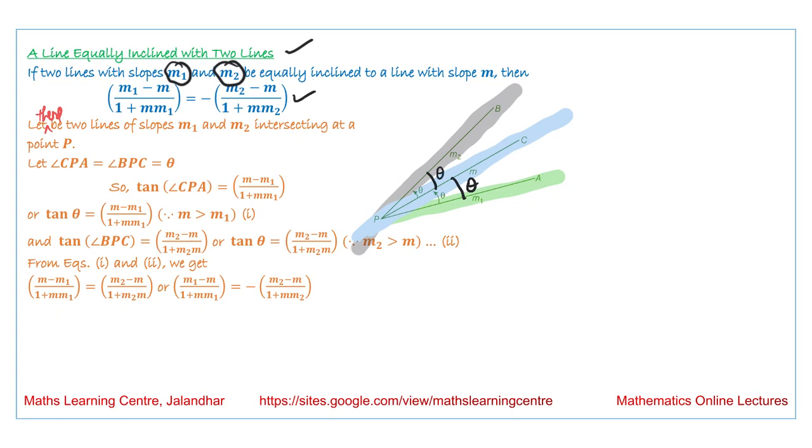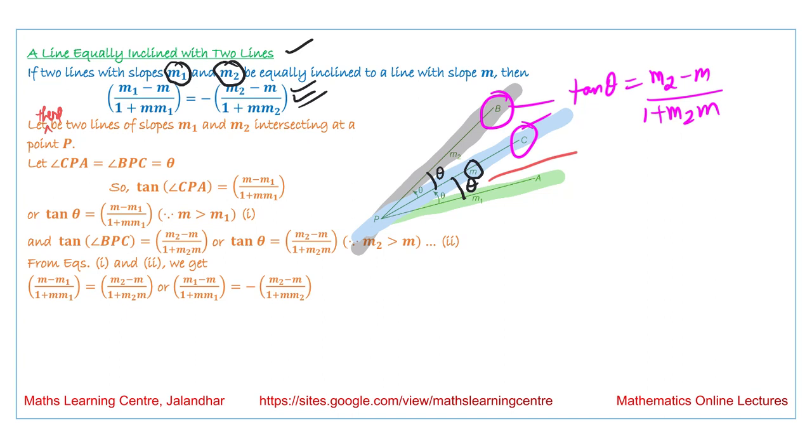Then the condition is that the slope of this line, m, should satisfy: m1 minus m over 1 plus m into m1 is equal to minus of m2 minus m over 1 plus m into m2. So if we calculate the angle between these two lines, we have tan theta equal to m2 minus m over 1 plus m2 into m. And if we calculate the angle between the other two lines, we have tan theta equal to m minus m1 over 1 plus m into m1.